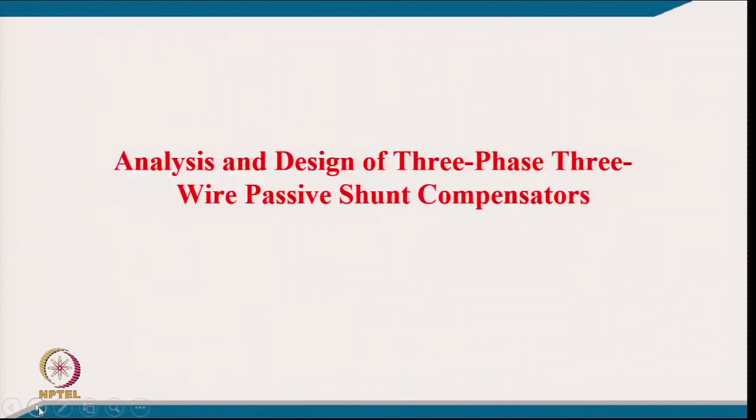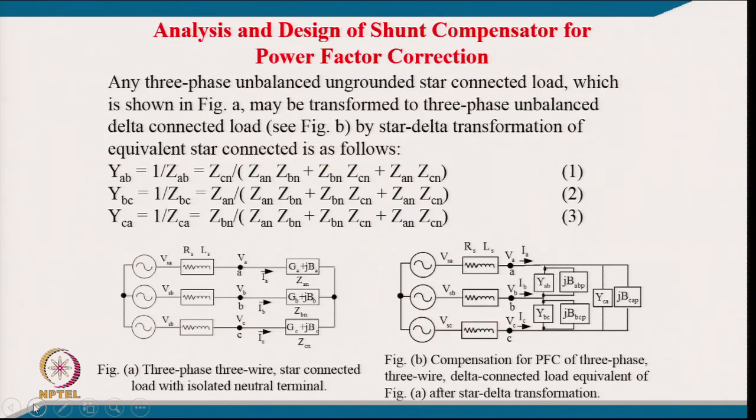So, that is about voltage regulation and power factor correction in case of single phase. Now, we will go into analysis and design of 3-phase 3-wire compensators. So, we talk about analysis and design of shunt compensator for power factor correction. Any 3-phase unbalanced ungrounded star connected load, which is shown in figure A below, may be transformed to a 3-phase unbalanced delta connected load by star-delta transformation.